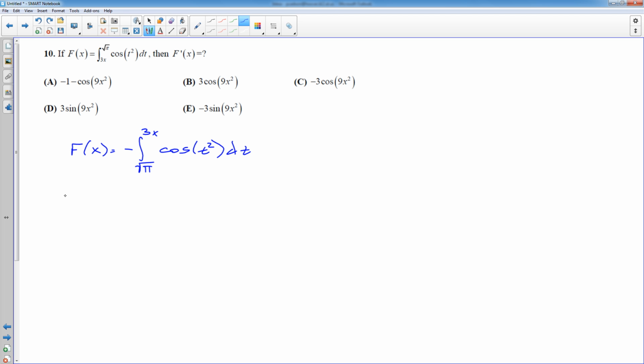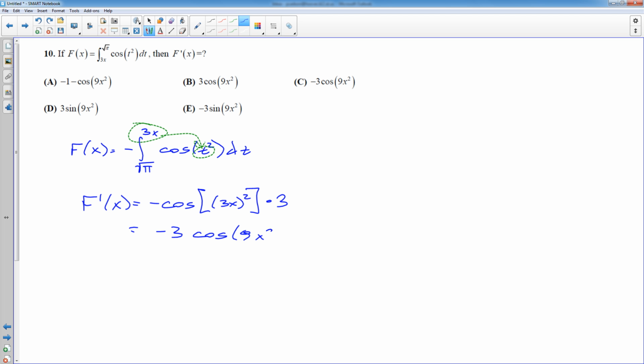Then to find the derivative, which is all this problem is asking, it's negative. You plug the 3x in for the t. So it's going to be negative cosine of quantity 3x squared. Then you multiply by the derivative of what you plug in. I plugged in 3x, its derivative is 3. That cleans up to negative 3 cosine. 3 squared is 9, x squared is x squared, negative 3 cosine 9x squared, not x squared. There we go. C.